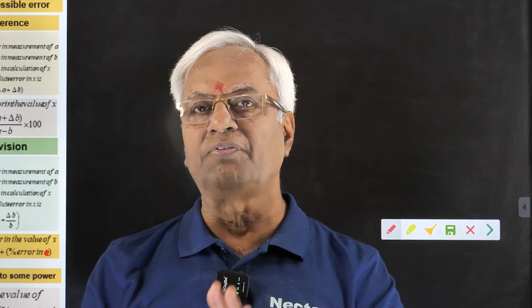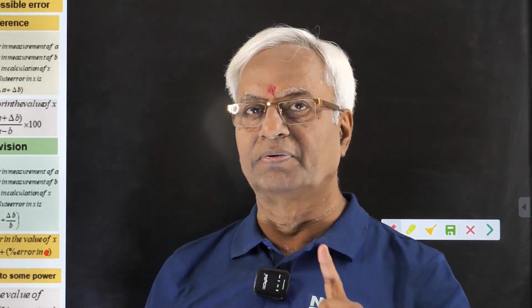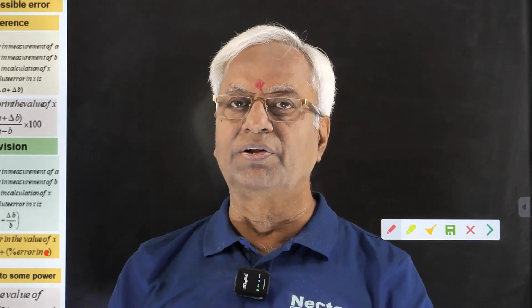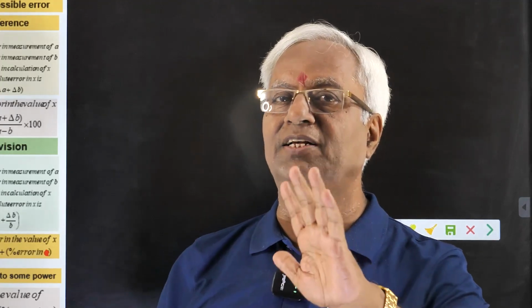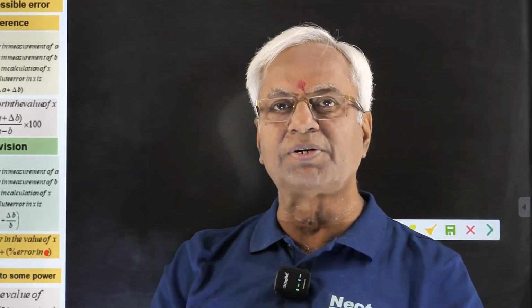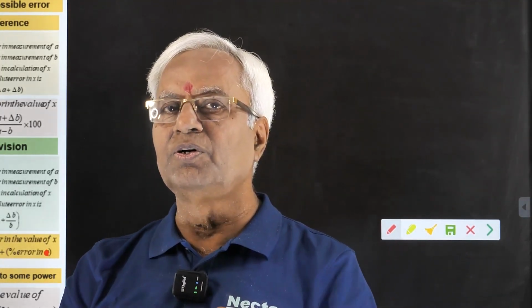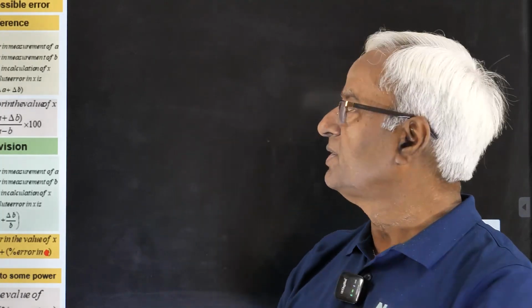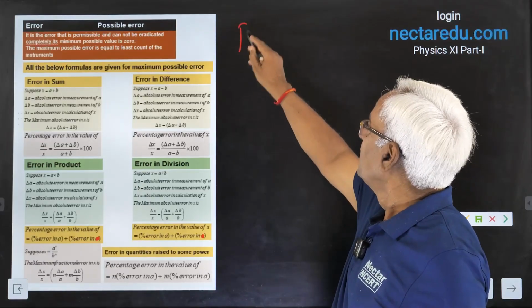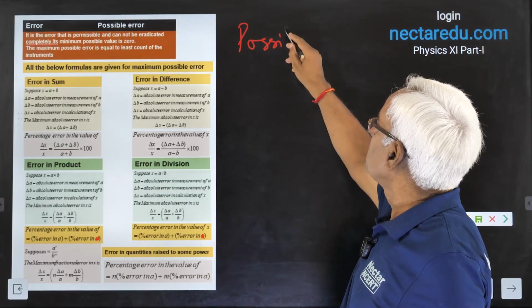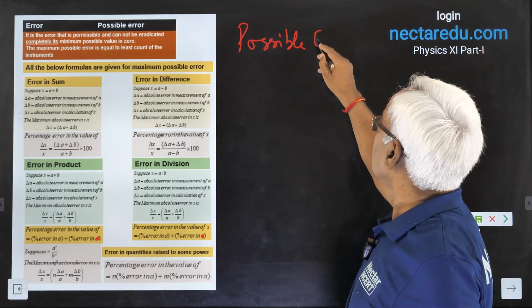This is not the defect or deficiency of the person measuring. This is not the defect of the instrument as well. This is the limit of the instrument, you can say. So here we have to be very positive while studying possible error, also termed as permissible error.